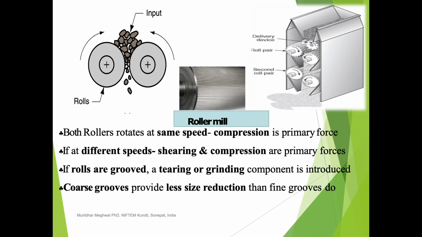If they are rotating at different speeds, then shearing and compression are the primary forces. If rolls are grooved, a tearing or grinding component is introduced. The coarse grooves provide less size reduction than fine grooves do.